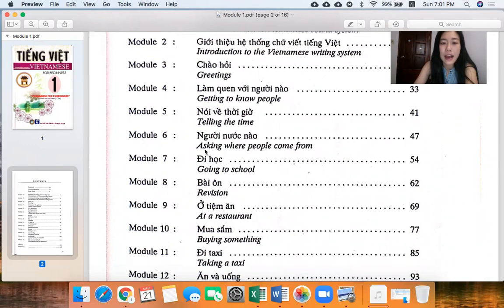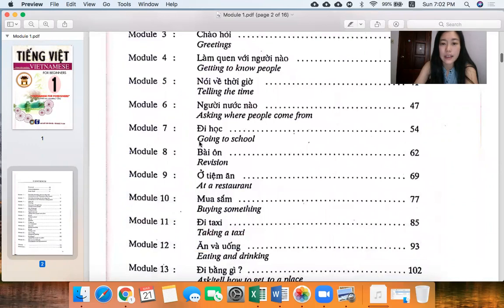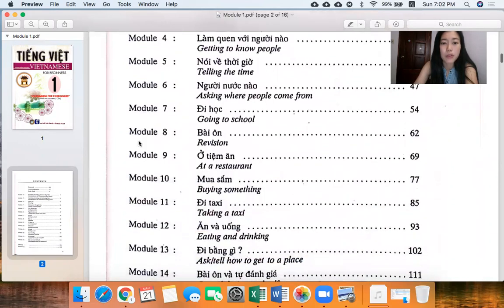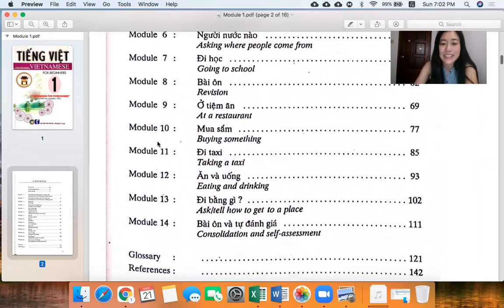Module 6, Asking Where People Come From. Module 7, Going to School. Module 8, Revision. Module 9, As a Respond. Module 10, Buy Something. Module 11, Taking a Taxi. Module 12, Eating and Drinking. Module 13, Ask or Tell How to Get to a Place. And the last one, Consolidation and Self-Assessment.